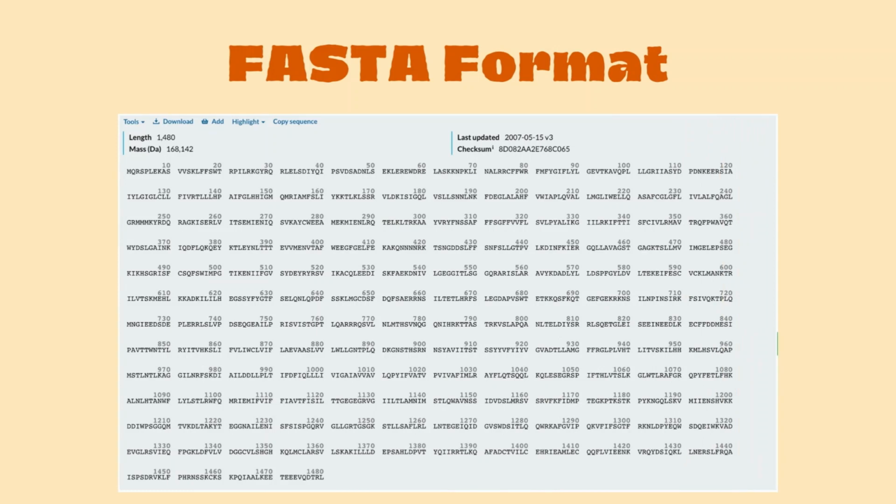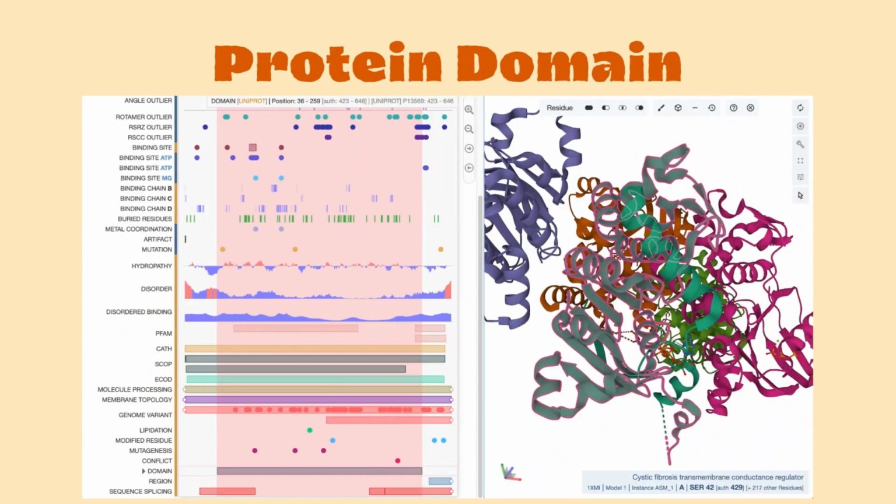It has the length of 1480 and with the mass of 168,142 Dalton. For the domain of CFTR, as you can see in the diagram, the highlighted area and the green structure with the highlighted pink is the domain. It is at the position from 26 to 25, which is at the chain A of the protein.